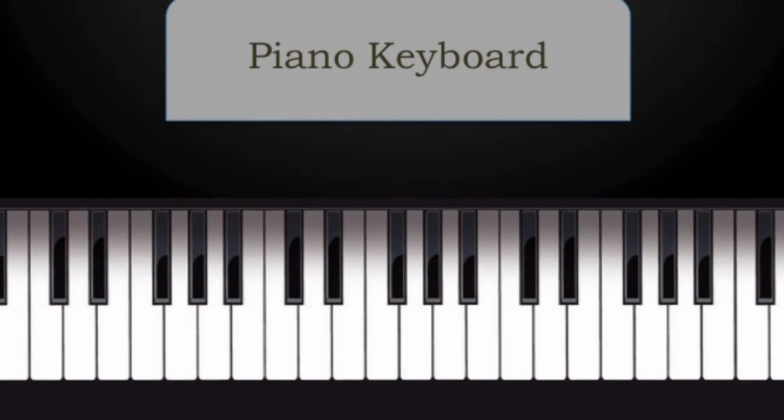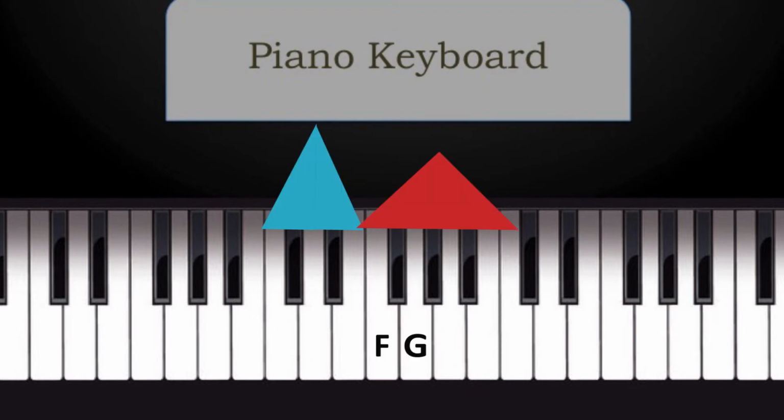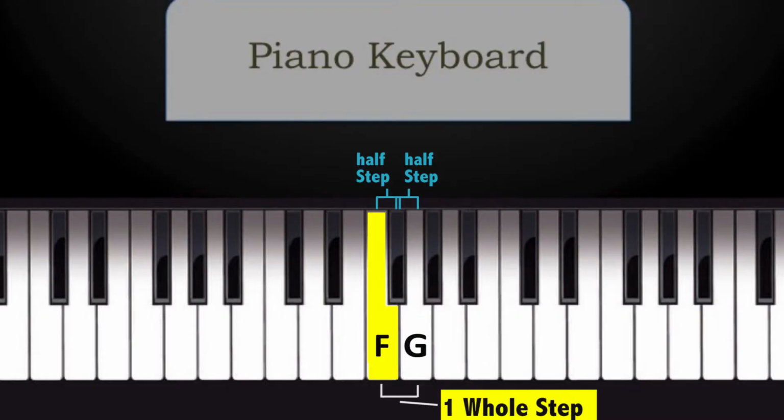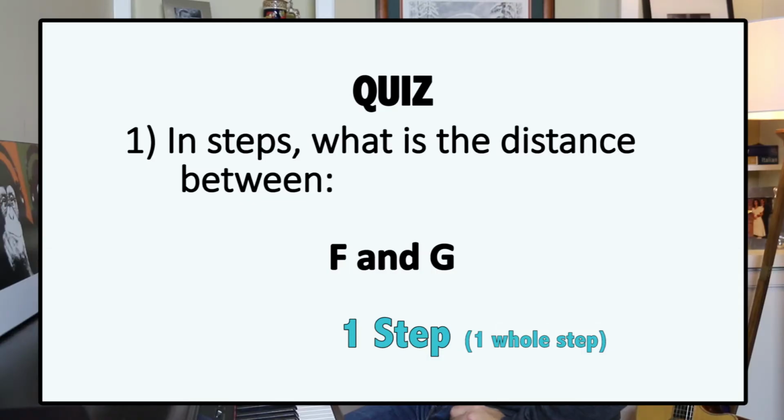All right, F, let's find it, and G. Remember, front door, grandma's room. What's the distance in steps? Well, we have to go to this F sharp, that's a 1/2 step, then from the F sharp to the G, another 1/2 step, so one whole step from F to G. If you said one whole step, you got that right.